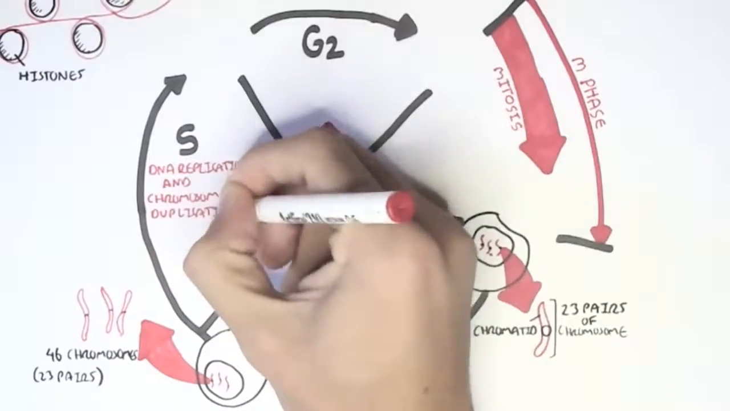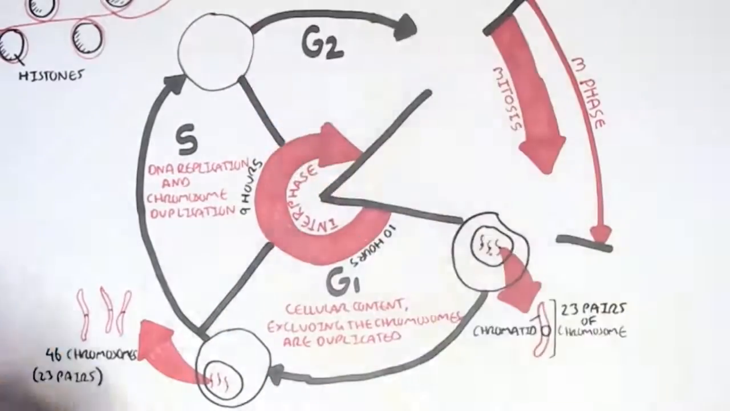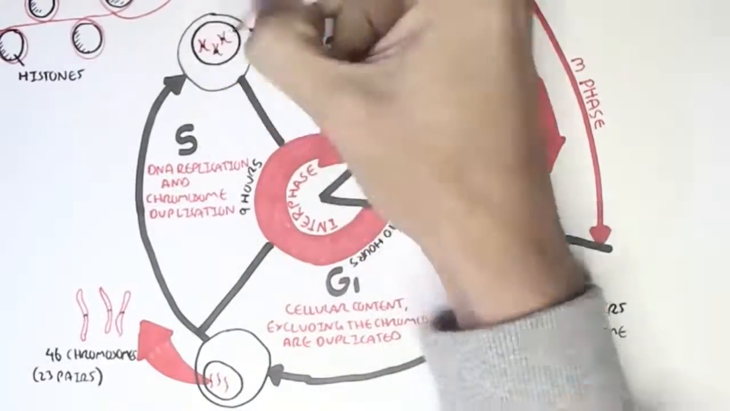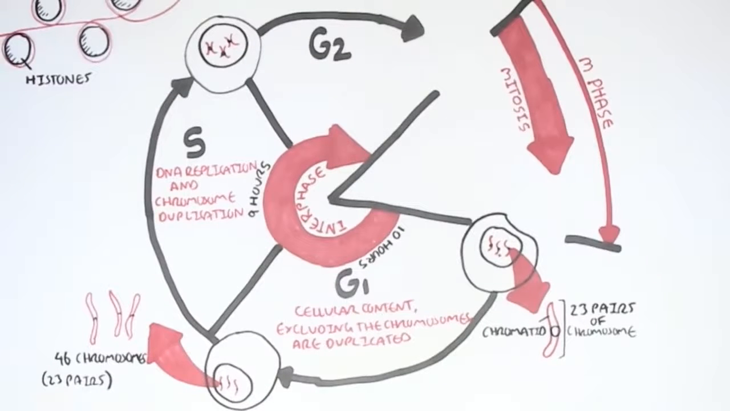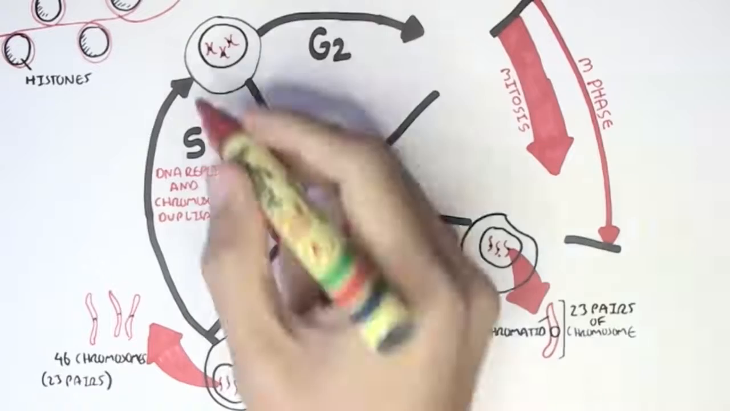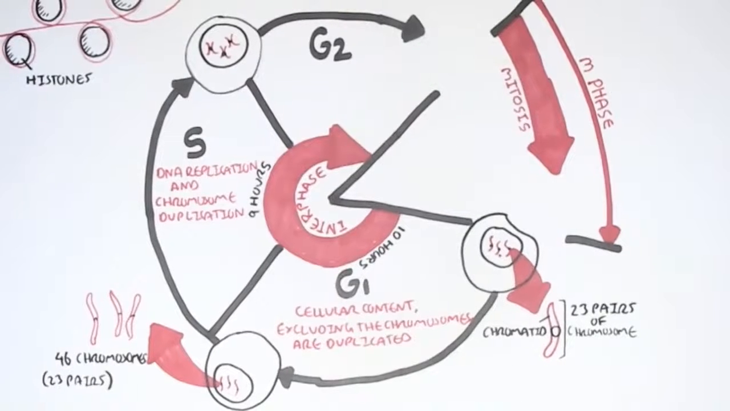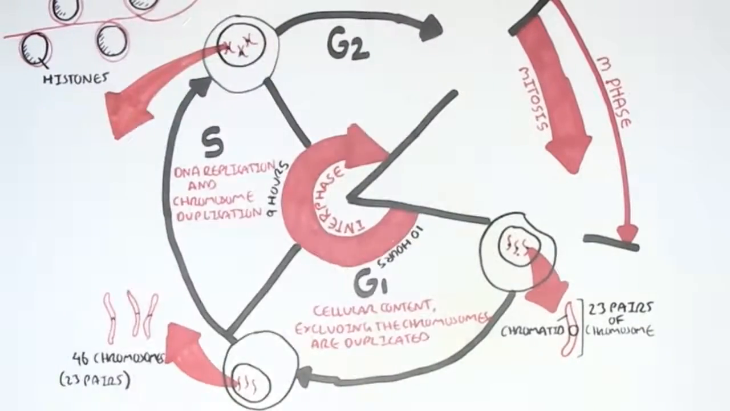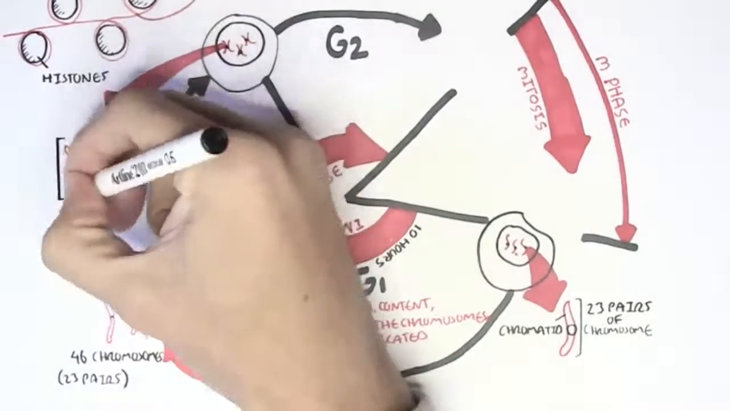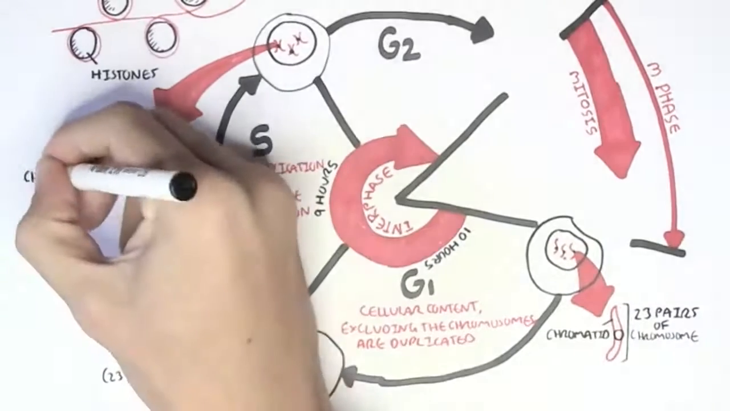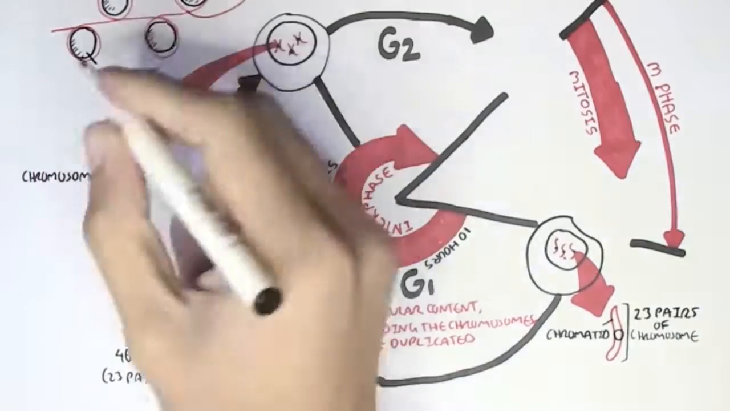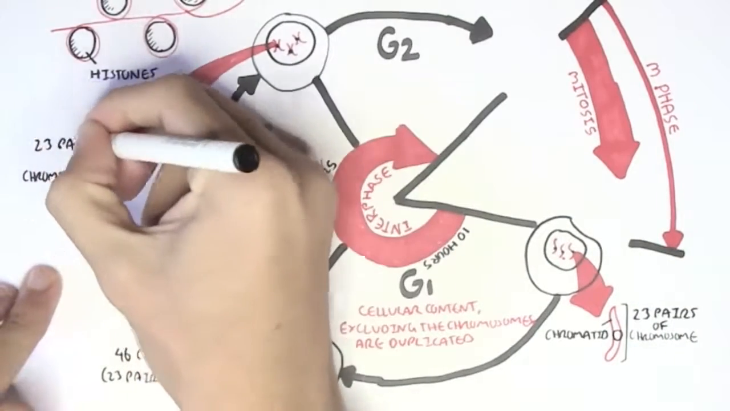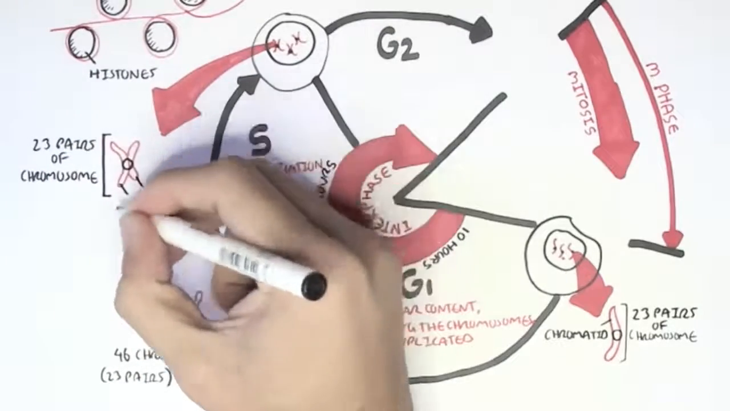In the S phase, this cell will actually have DNA replication and chromosome duplication. So here at the end of the S phase, this cell will have duplicated chromosomes, as you can see by the diagram. If we zoom into the genetic material of this cell, it would look quite different. This is still one chromosome, and so this cell will still have 23 pairs of chromosomes.